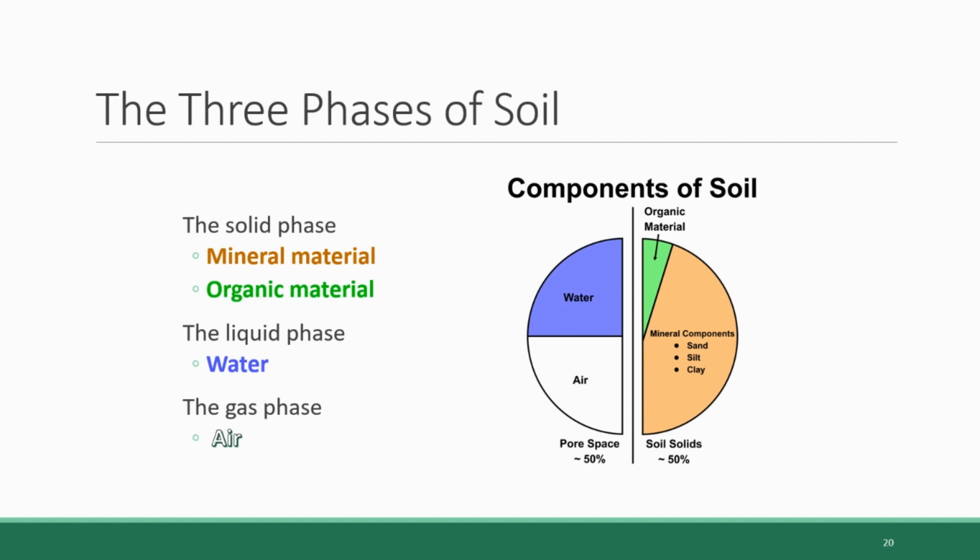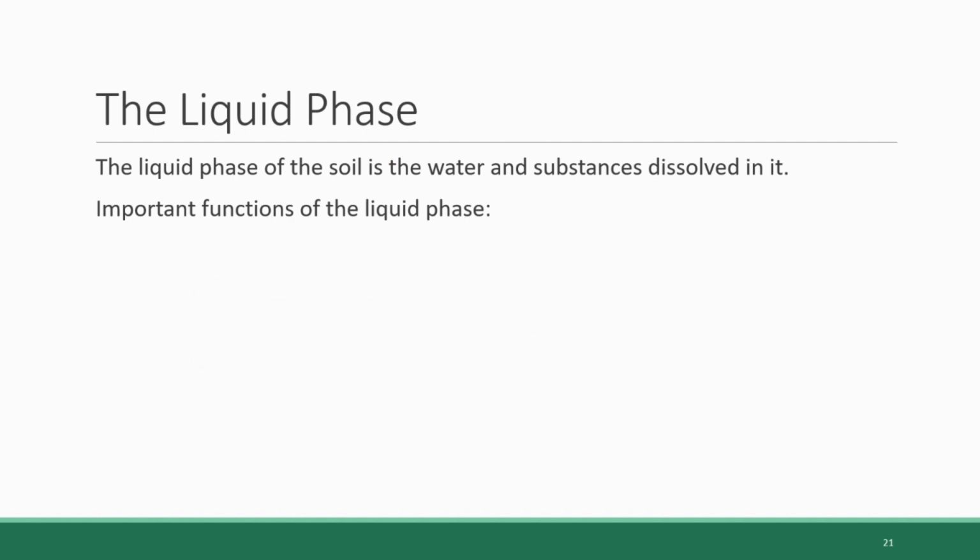Okay, moving on to the next phase of soil. The liquid phase refers to the water that you find in soil and the stuff that's dissolved in that water. Water is crucial to soil for many reasons, including the fact that it supplies plants with water, it regulates the temperature of the soil and keeps it from reaching extreme high or low temperatures.